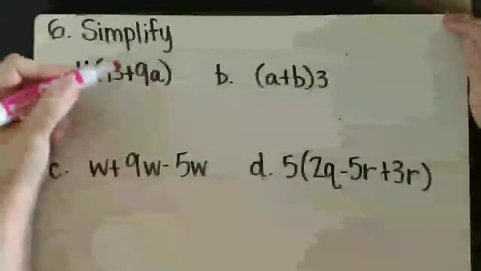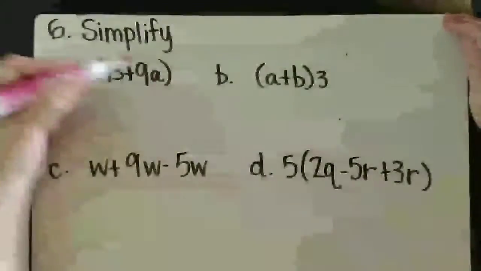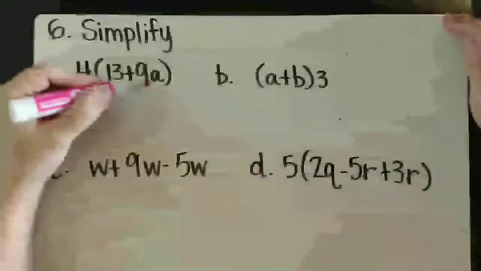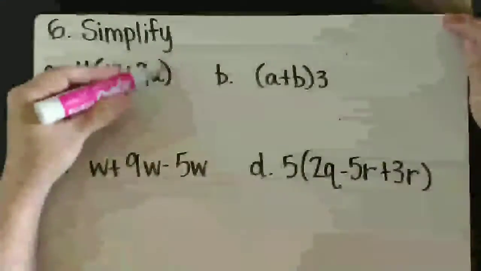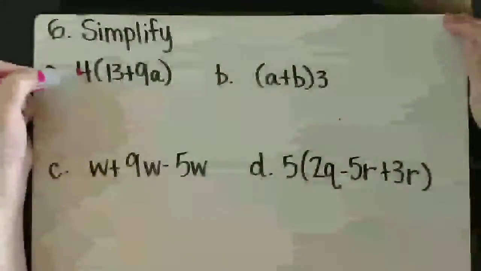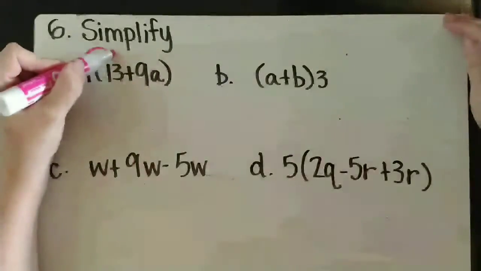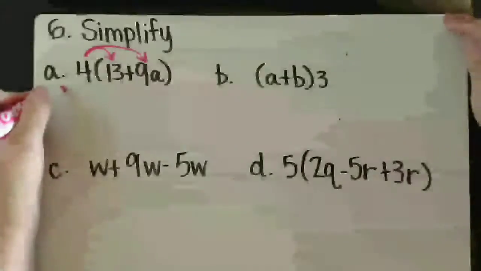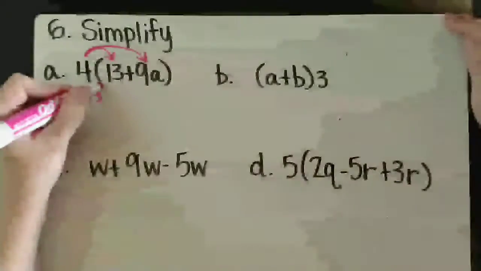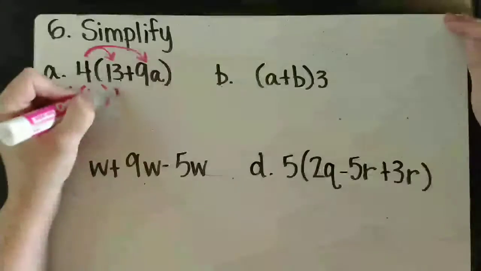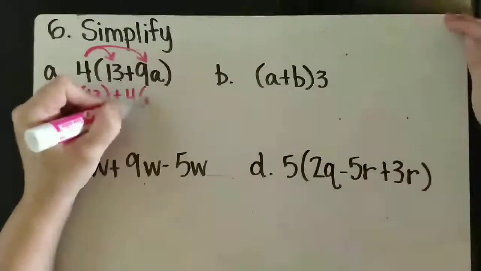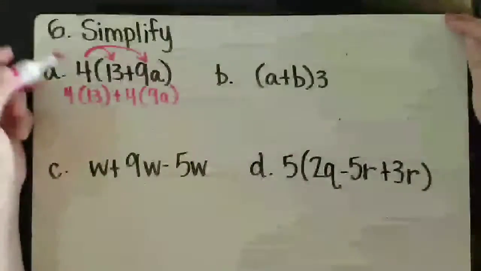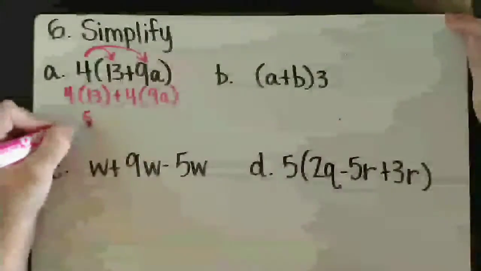Let's look at parentheses. 13 and 9a are not like terms, so they cannot be added together. Since nothing can be done inside the parentheses, we need to multiply first. And lesson 1-4 was about distribution. What this is doing is showing 4 times 13. It's like sharing. Bring down your plus sign, and 4 gets shared with 9a. Multiplication here would be 52.